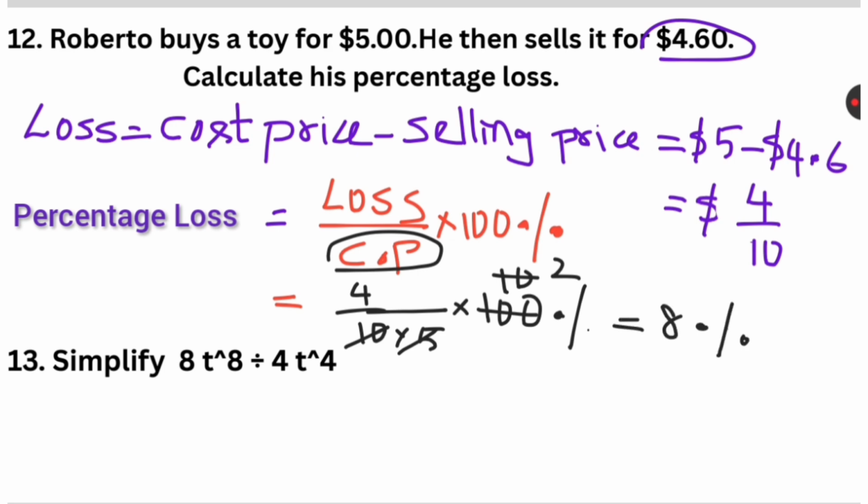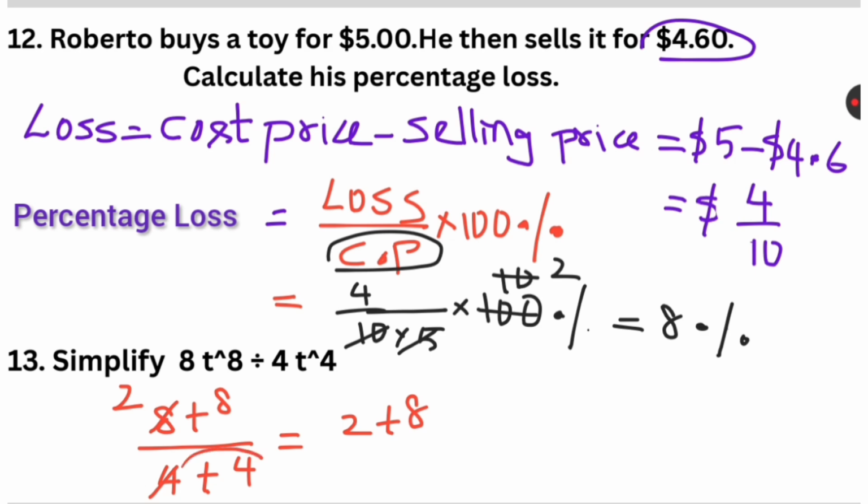Now let's go to the next question. Simplify 8 t raised to the power of 8 divided by 4 t raised to the power of 4. First we have to simplify the numbers. Here we have an 8 and here we have a 4. So 4 times 2 is 8. Then we have t raised to the power of 8. Then in the denominator we have t raised to the power of 4. So 1 over t raised to the power of 4.